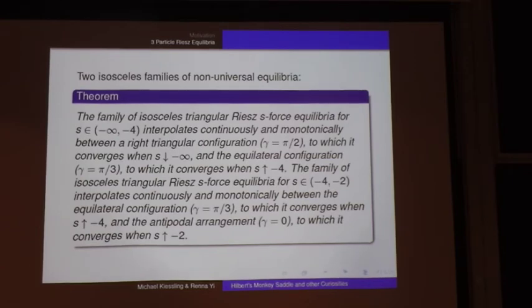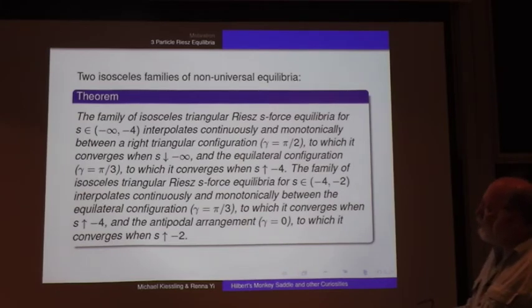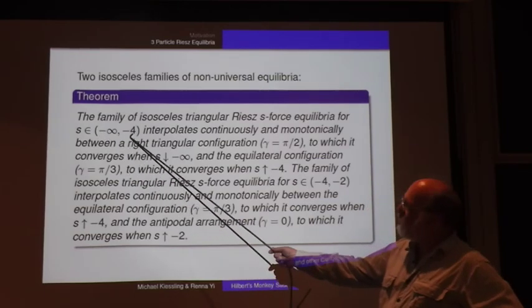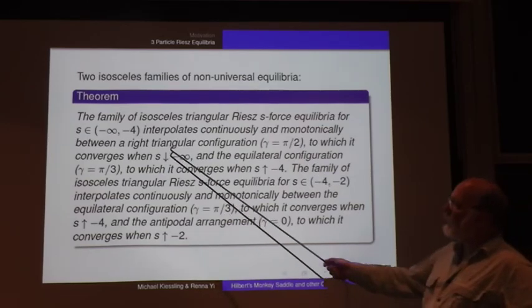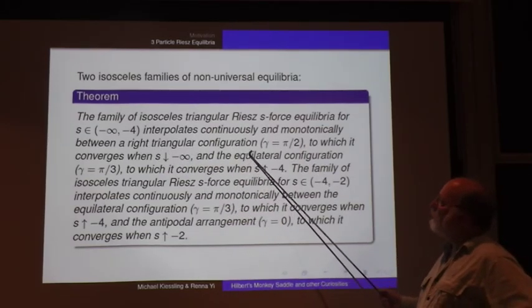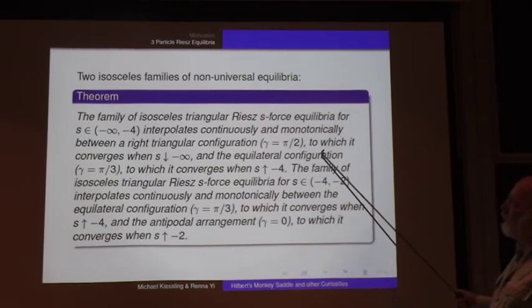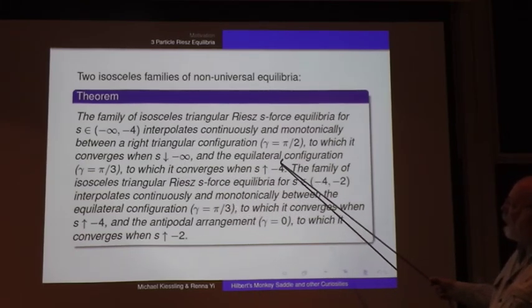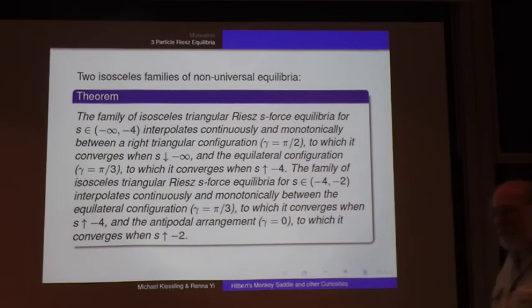And here is once again in more detail the description of these isosceles families. I already mentioned one goes from S starting at -infinity going up to -4, and that interpolates continuously and monotonically between a right triangular configuration, that means gamma is pi-half, gamma is the angle upstairs, and it converges when S goes to -infinity. And the equilateral configuration, gamma is pi-third, happens when S is -4. So that's the other endpoint of one continuous family.